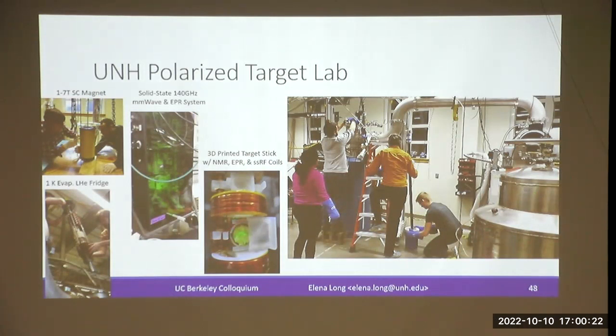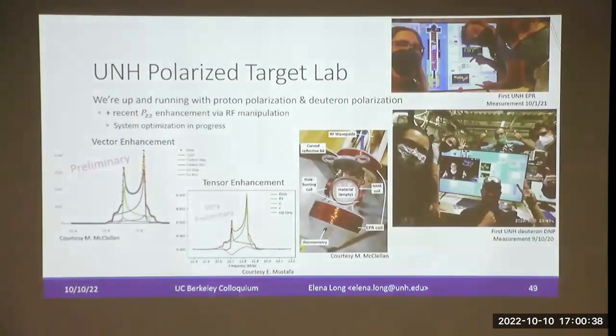And we now have a similar polarized target at UNH, where we've been doing this as well. We have that magnet and fridge I talked about. We have a new unique solid state microwave system for driving these spin transitions. We're doing fun things with 3D printing that survive all of these intense conditions for our target material. We are doing both tensor and vector and tensor enhancements at New Hampshire.